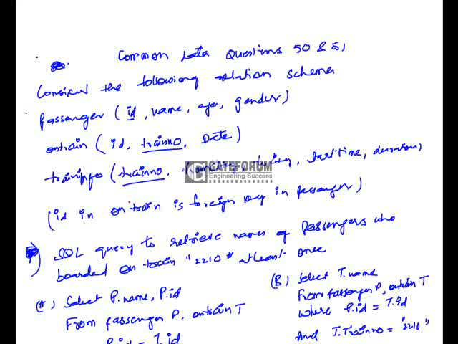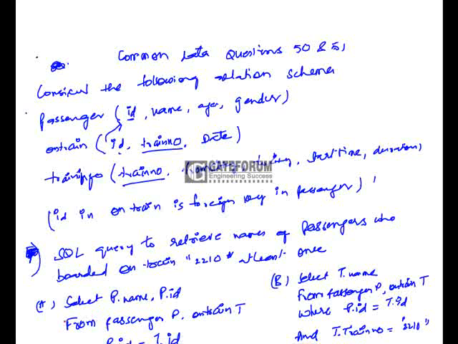And it is given that ID in on train is a foreign key in passenger. That means this ID is a foreign key which is referring to the attribute ID, which is the primary key in the passenger table. Here the question is we have to find the SQL query which retrieves the names of passengers who boarded on train 2210 at least once.